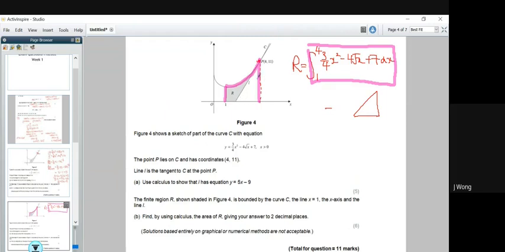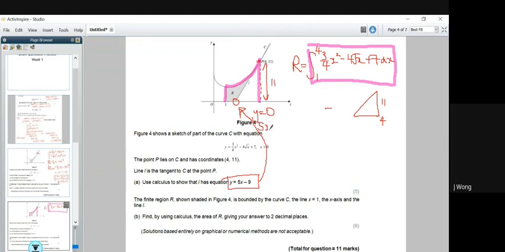So let me color code it. So this is the area here. And then we're just going to take it away from the triangle. Okay, so this is the big plan. In order to do this, obviously we need to integrate this by hand and then evaluate the limits. So what about the triangle? What we could do is, you could see we just need the base and we need the height. We already get the height here because we know the y coordinate of P.